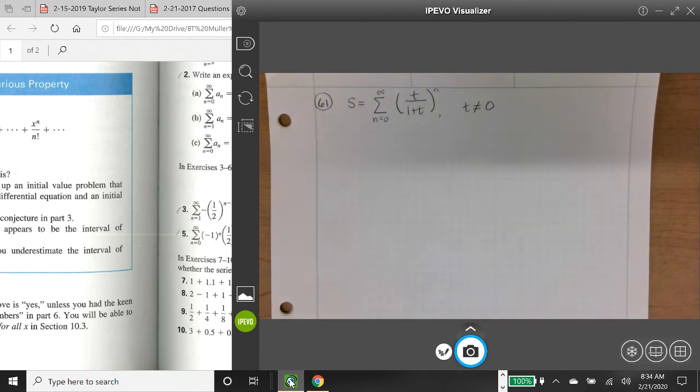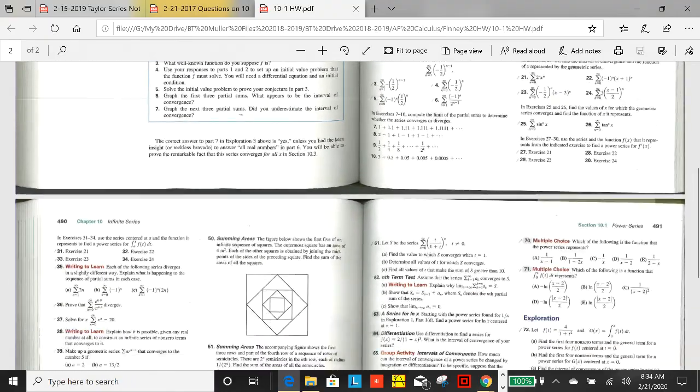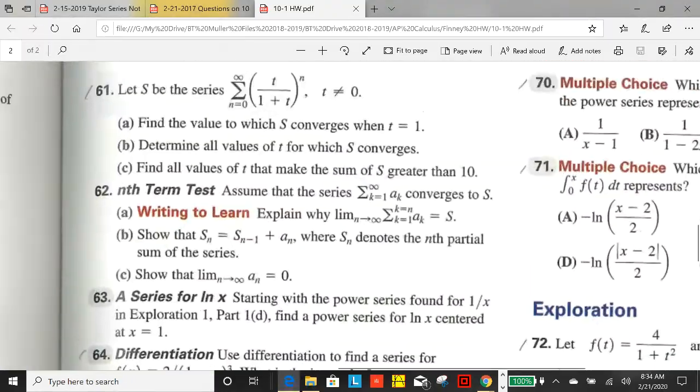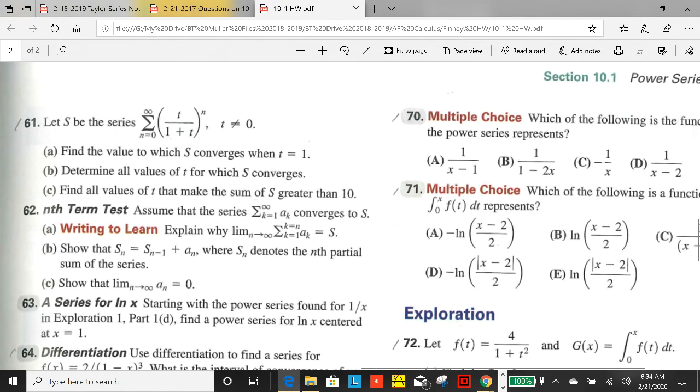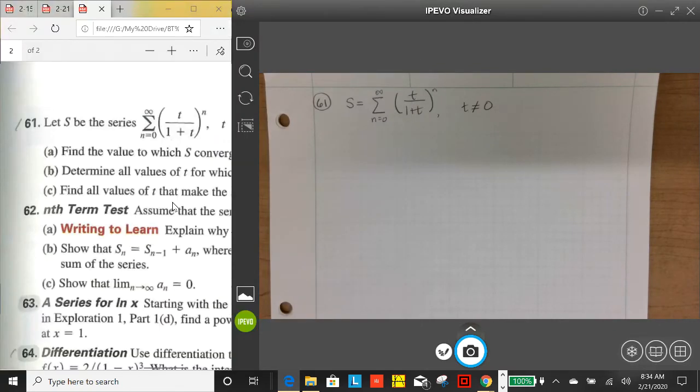All right, number 61 is next. And number 61 states, I just love it. We're modeling humanity. That's what we do every day, is model humanity. All right, so it says let S be the series here that is represented by the sum from n equals 0 to infinity of (t over t plus 1) to the n, where t is not equal to 0. And the question says, find the value to which S converges when t is equal to 1.